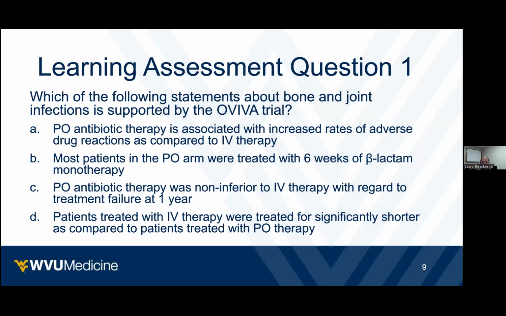Just as a quick learning assessment question, which of the following statements about bone and joint infections is supported by the OVIVA trial? A, oral antimicrobial therapy is associated with increased rates of adverse drug reactions as compared to IV therapy. B, most patients in the oral arm were treated with 6 weeks of beta-lactam monotherapy. C, oral antibiotic therapy was non-inferior to IV therapy with regard to treatment failure at 1 year. Or D, patients treated with IV therapy were treated for significantly shorter durations as compared to patients with oral therapy.